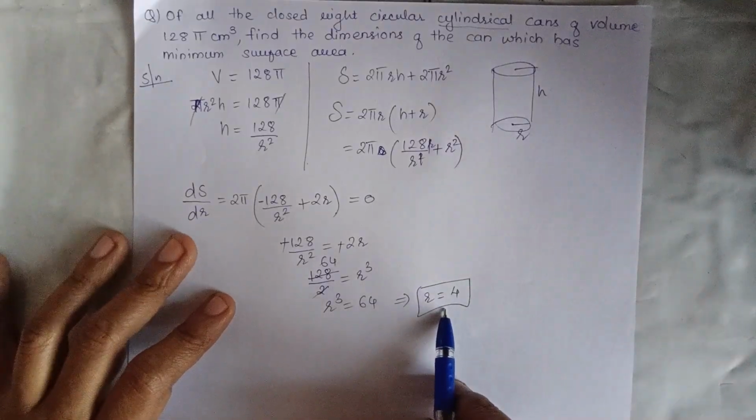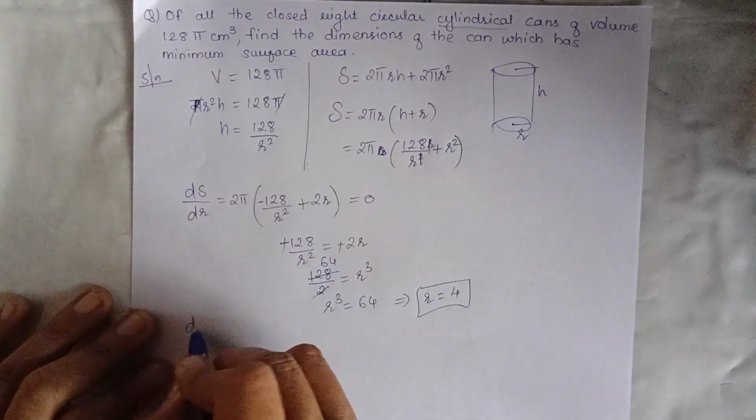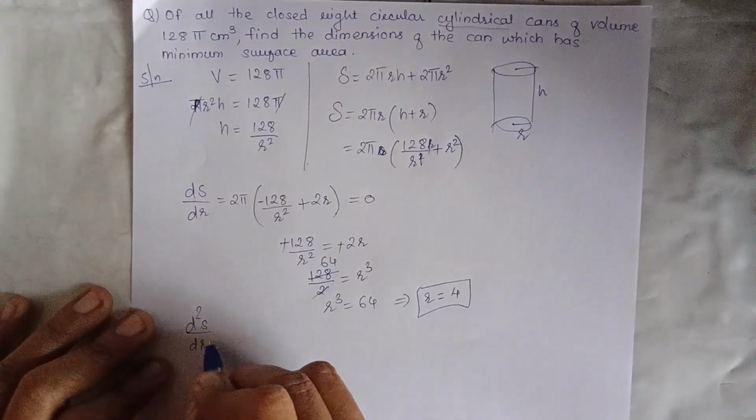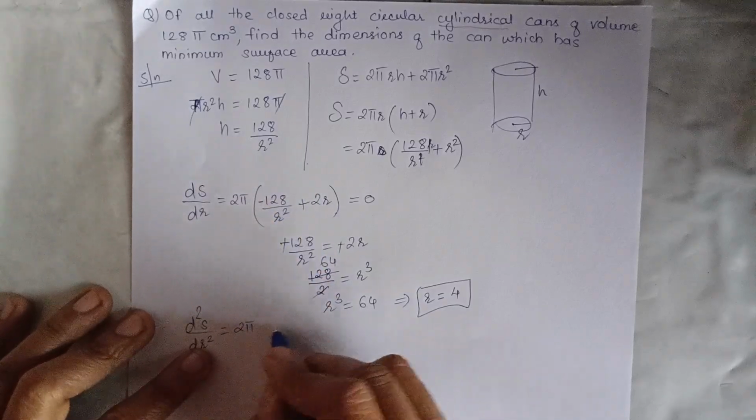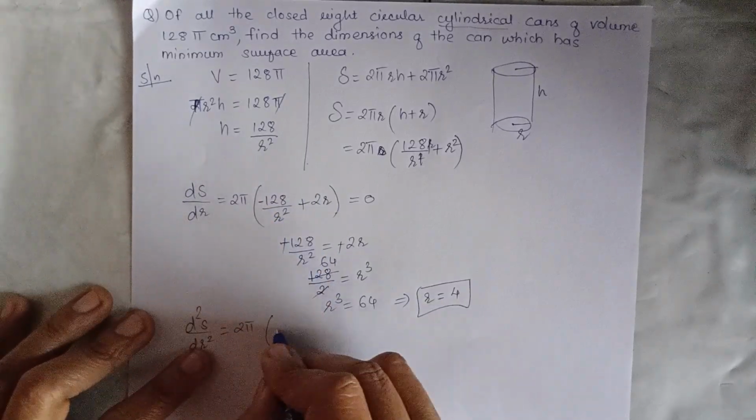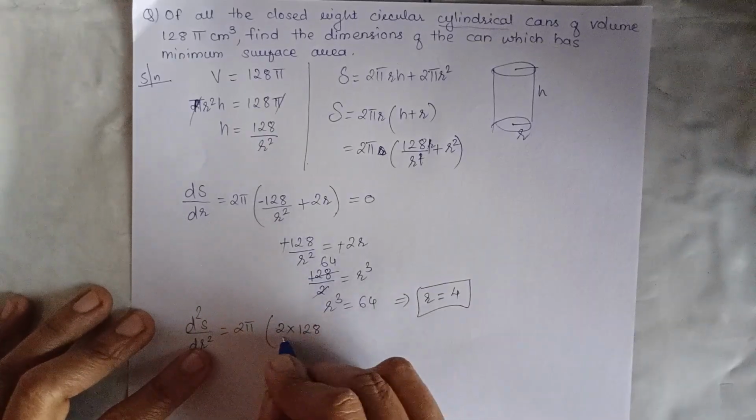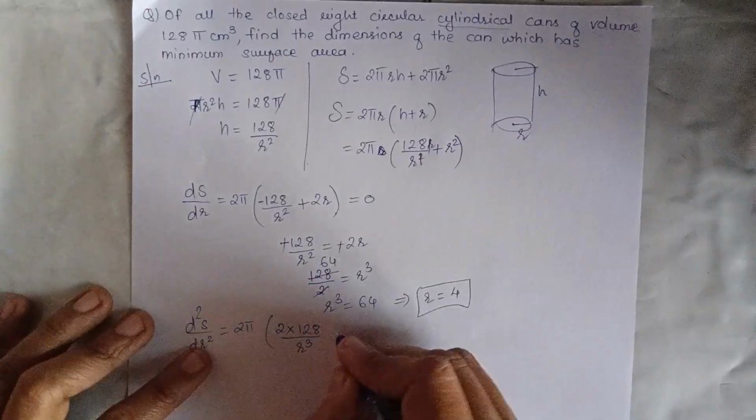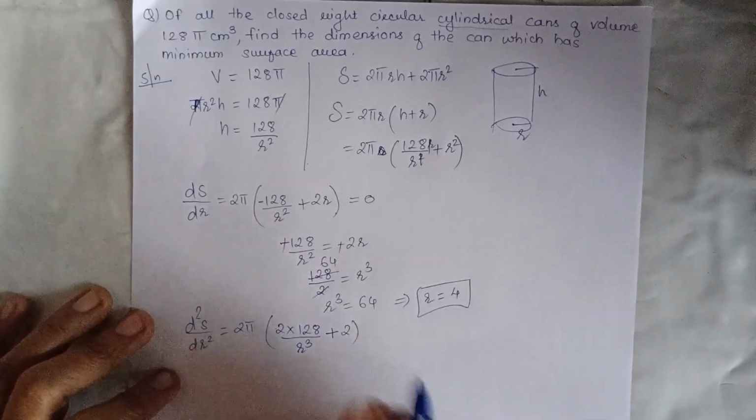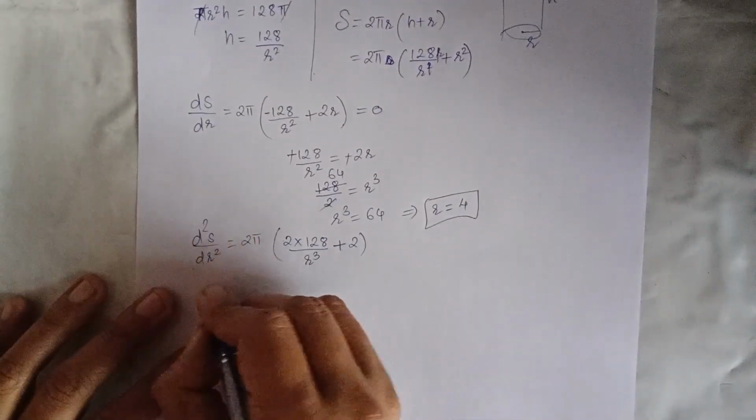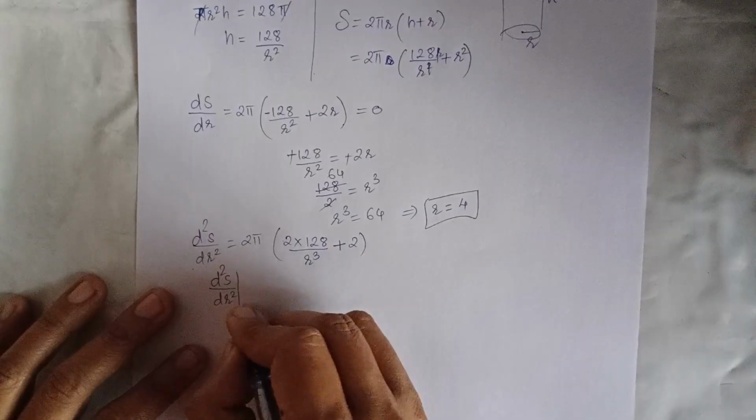Now you have to check for maxima and minima. So find out d square s by dr square. This is 2 pi times (2 plus 2 upon r cube plus 2). Okay, so here you have to put the value r equal to 4.